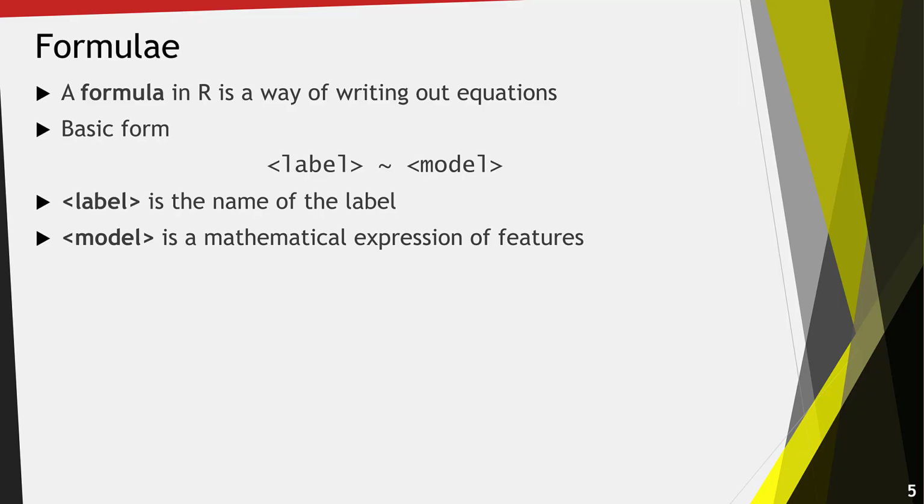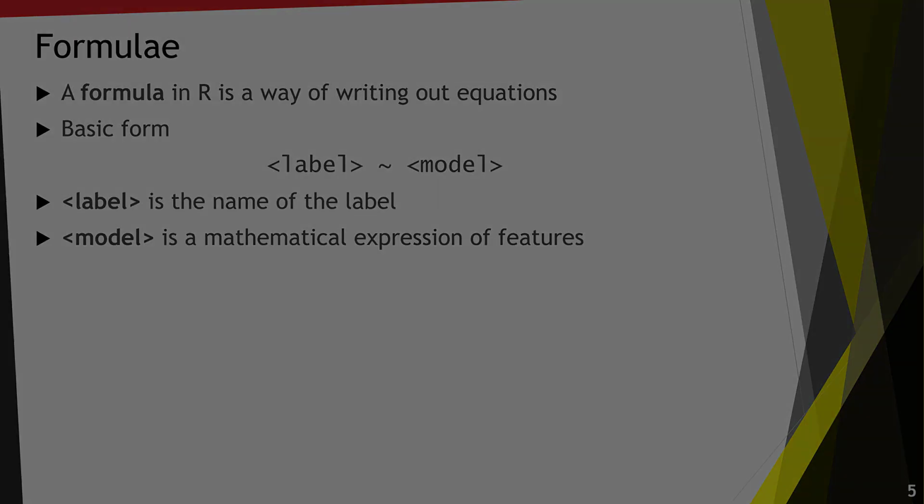The basic form of your formula is going to be the name of a label in your data, then a tilde, and then a model specification. The model is a mathematical expression of features in your model. Let's take a look at some sample data before we start modeling.